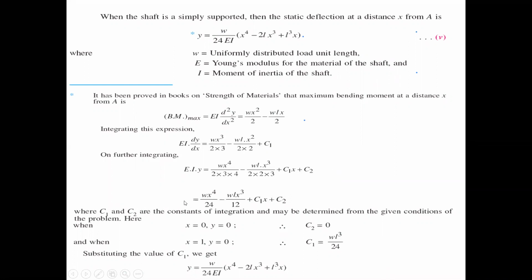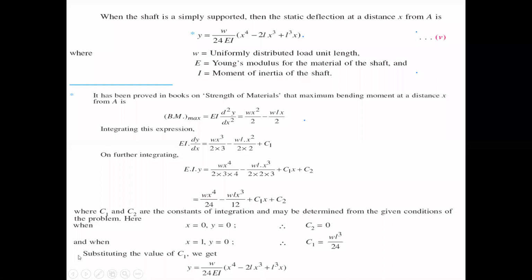Now EI y equals w x power 4 by 24 minus w l x cube by 12 plus c1 x plus c2. Here c1 and c2 are the constants. To get those values, consider x equals 0 and y equals 0, then c2 equals 0, and x equals l and y equals 0, then c1 is w l cube by 24. So now y equals w by 24 EI into x power 4 minus 2l x cube plus l cube x.